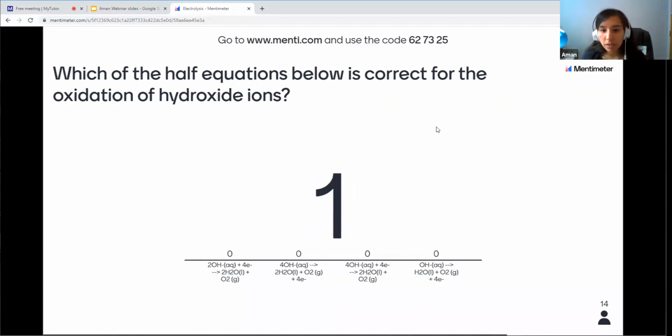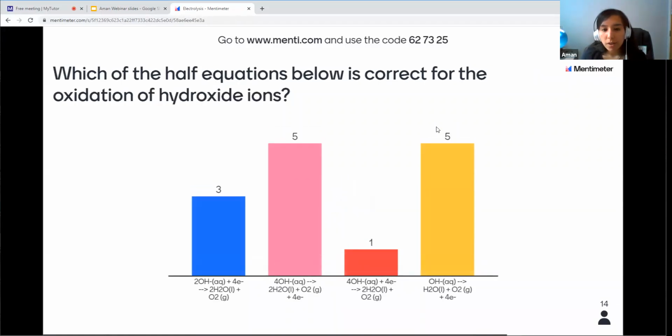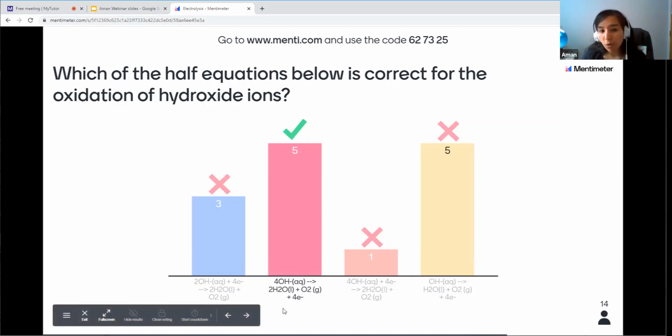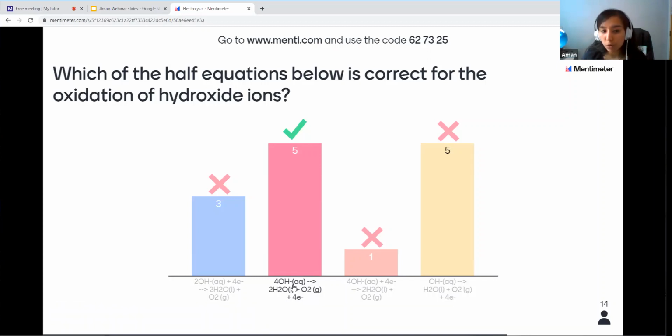Okay, 3 seconds. Good. So the answer, which I think 5 of you actually got, which is great, was this one here. And to explain that, we've got 4 hydroxide ions. When it goes to the anode, it forms water and oxygen. So we knew it produced oxygen because I told you about that. But what's also happening is it's losing 4 electrons. So you can either write that as plus 4 electrons on the product side or loss of 4 electrons on the reactant side. Probably a bit confusing at the moment. We will go through it in a lot more detail next week.